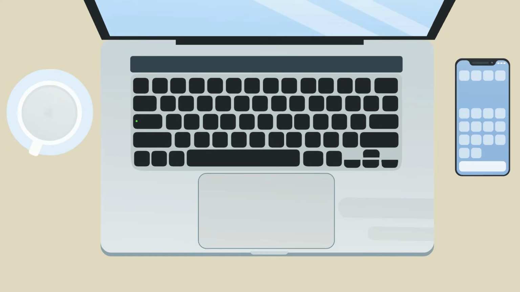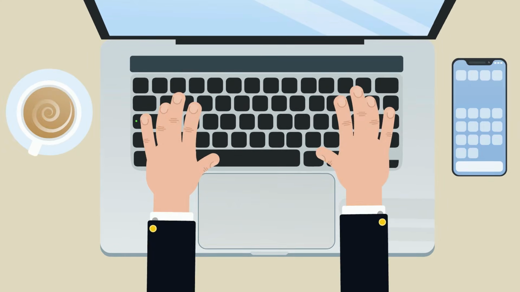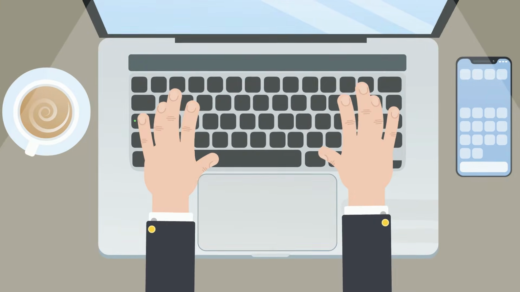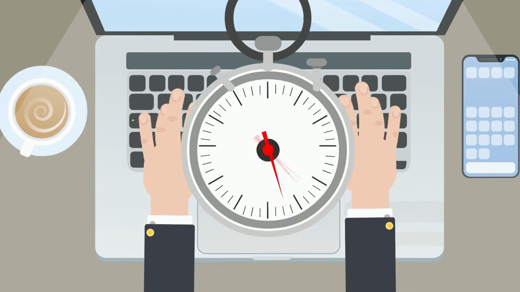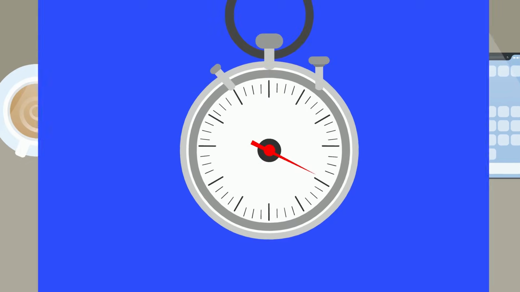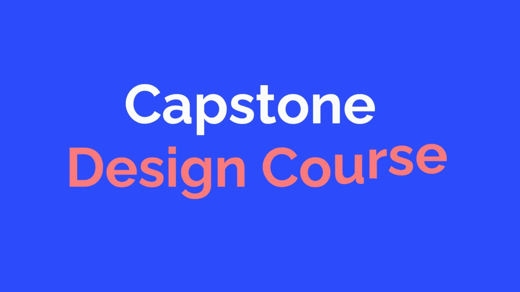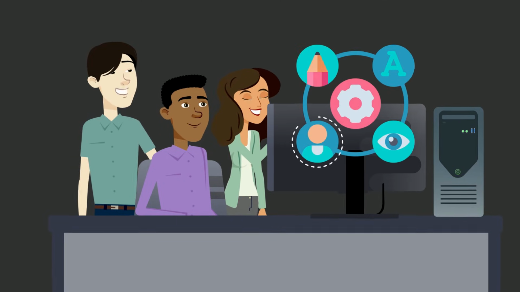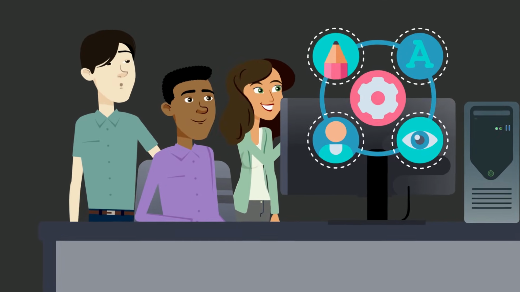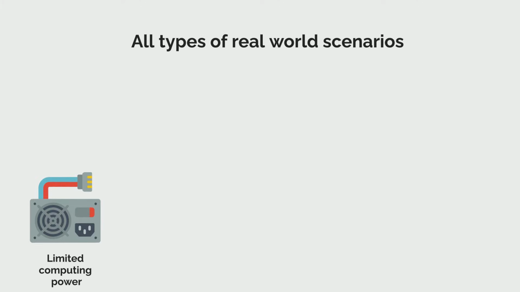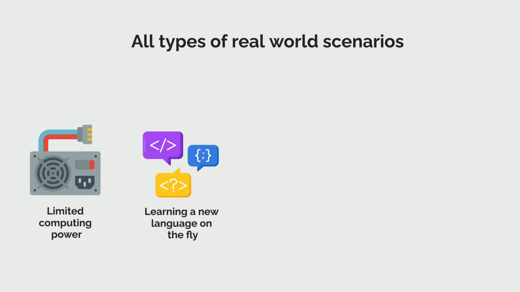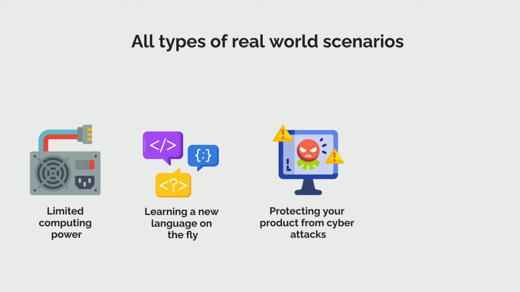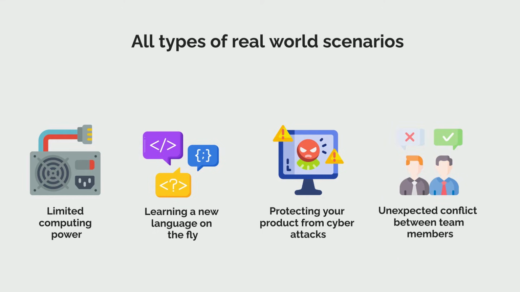And with that, you finally typed your way through the long and rigorous path of all-nighters, linked lists, and never-ending while loops to reach the breathtaking summit of your degree, your capstone design course. Here, you team up with other engineers to complete an entire engineering design process from scratch. You'll run into all types of real-world scenarios. Limited computing power, learning a new language on the fly, protecting your product from cyber attacks, and even unexpected conflict resolution between team members. It is a model of the real world, after all.